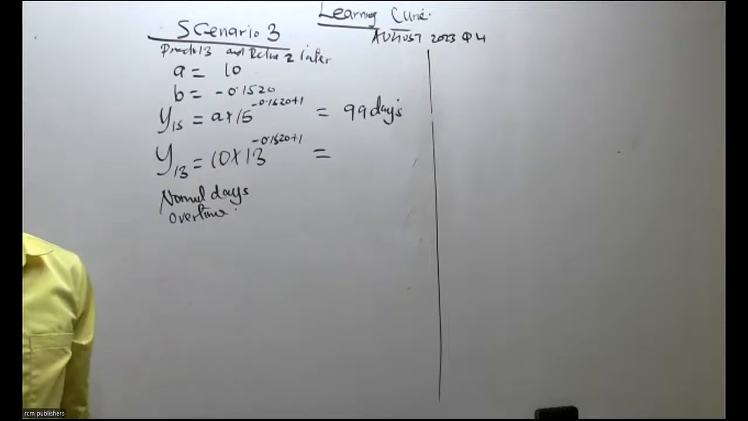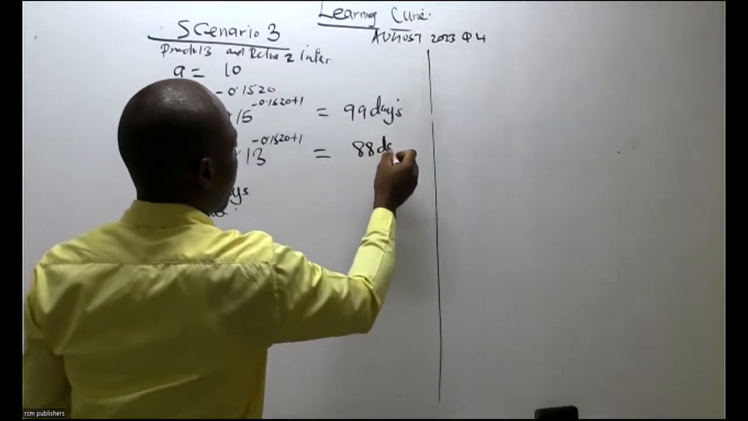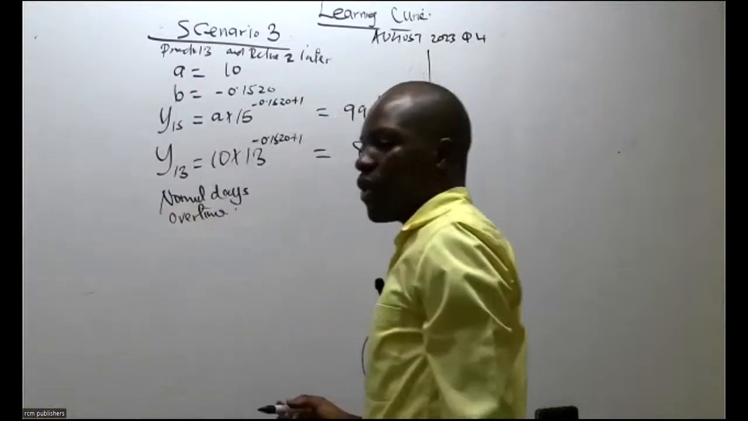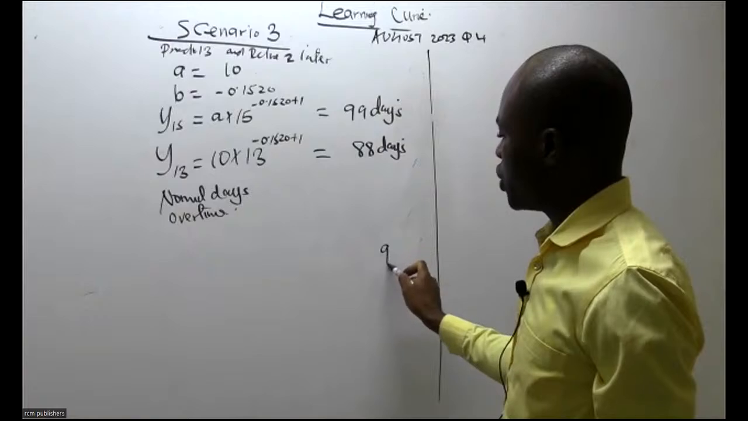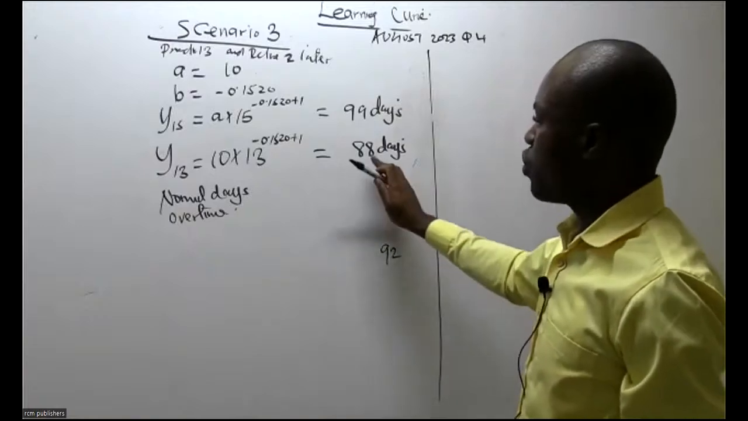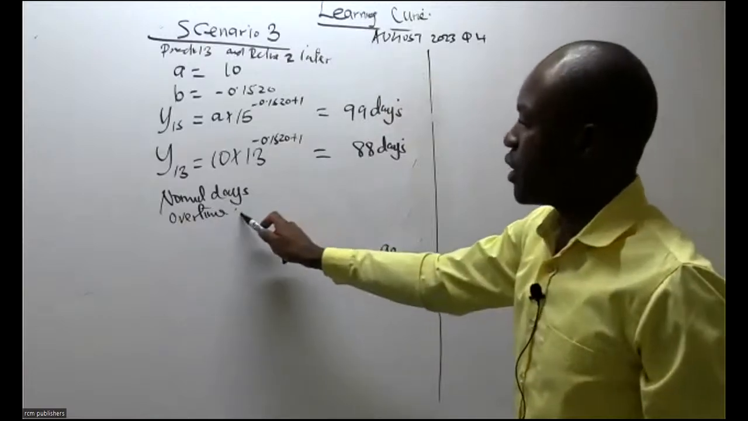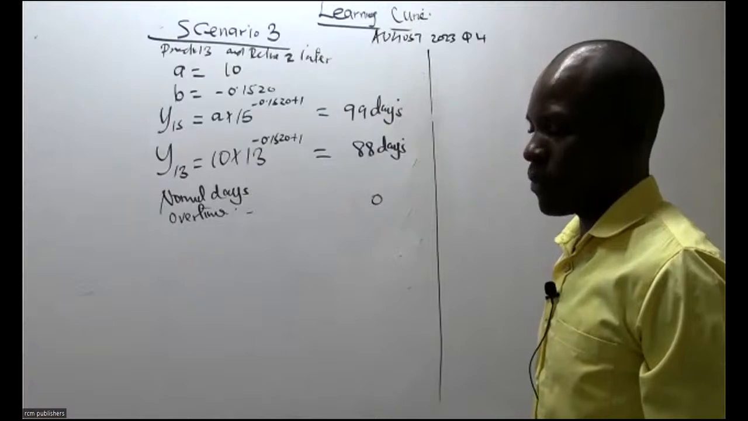Watu hawaongei hapa. We have 88 days. So without even telling you whether there was overtime or not, a normal working day should be 92 days. They have managed to work for 88 days without overtime. So number 1, overtime itakuwa ngapi? 0. Hiyo overtime tumemalizana nayo.